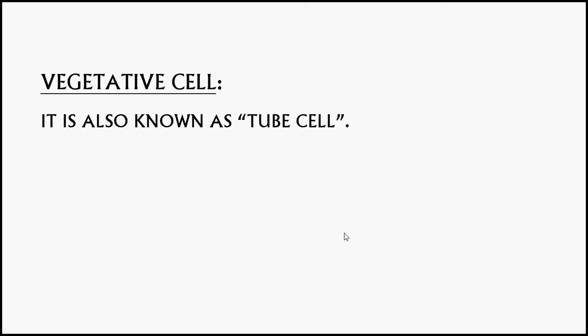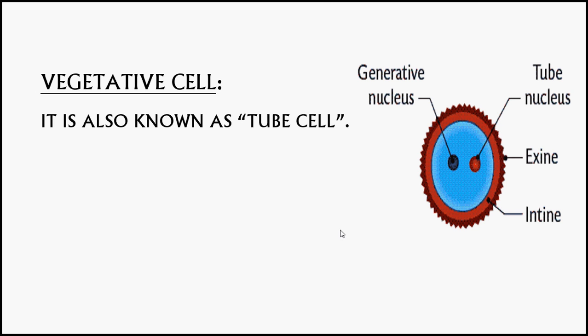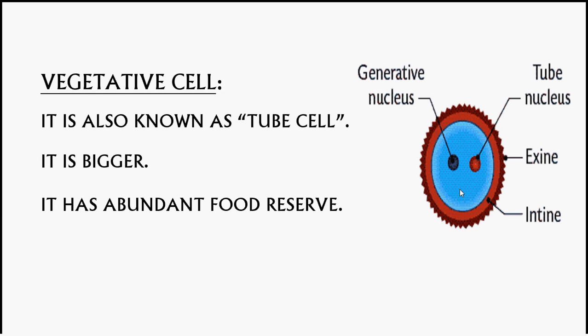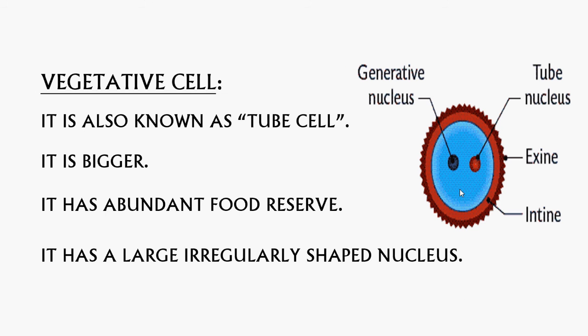Vegetative cell. It is also known as the tube cell. So this entire blue region is a vegetative cell or tube cell. It consists of a nucleus. It is bigger than the other cell. It has abundant food reserves for future utility. It has a large, irregular shaped nucleus when compared to the generative cell.